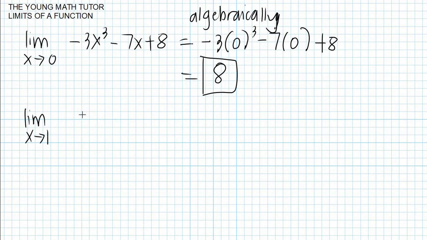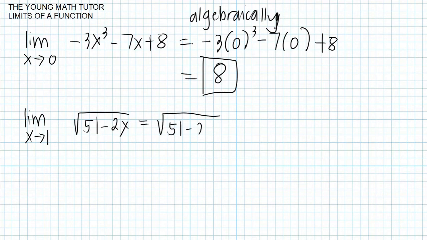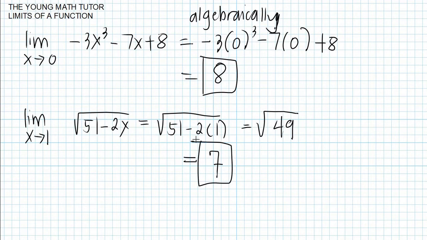This is the second example. If we want to find the limit of the square root of 51 minus 2x as x approaches 1, we just directly substitute 1 for x, so that will be the square root of 49, or 7. So the limit of this function as x approaches 1 is 7. Direct substitution does not work all the time, so we have to learn other methods on how to find the limit.